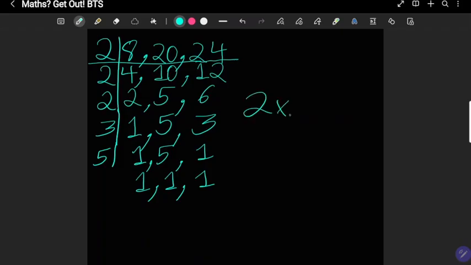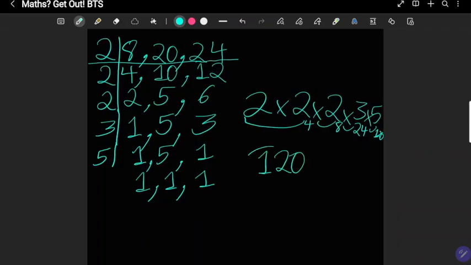So we have 2 times 2 times 2 times 3 times 5. Okay. So we can do 2 times 2 is 4. 4 times 2 is 8. 8 times 3 is 24. 24 times 5 is 120. So 120 is our LCM.